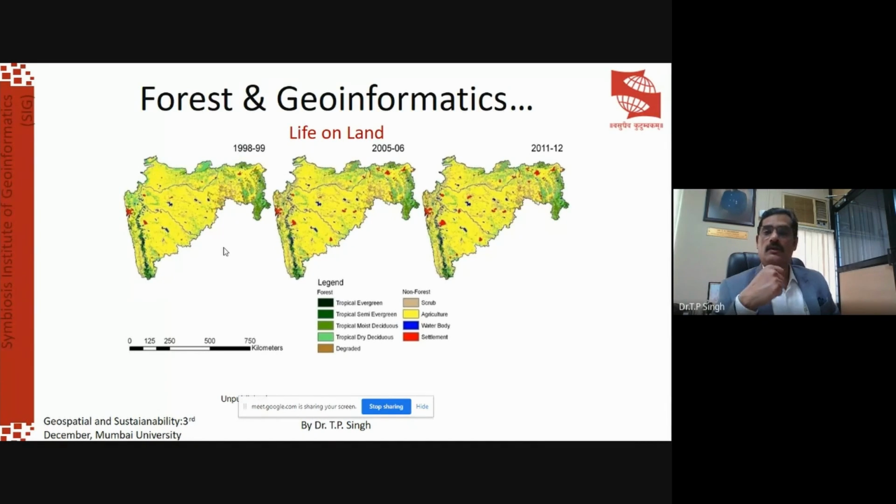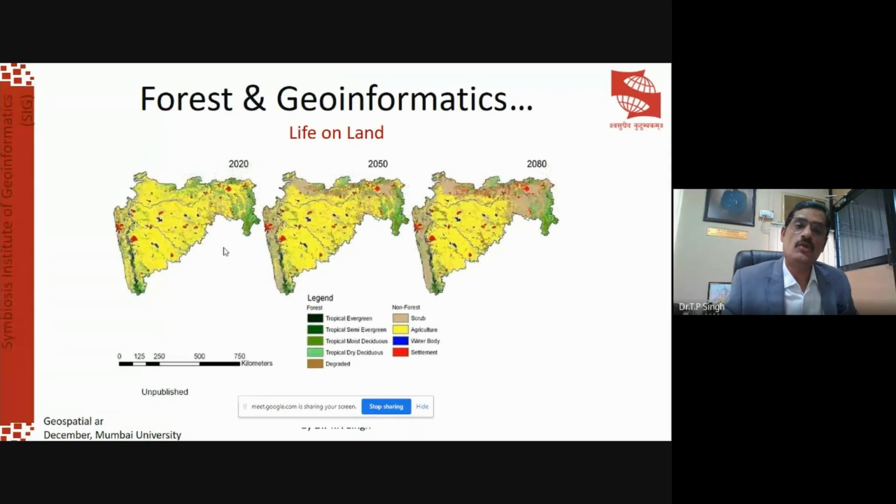So for Maharashtra we have land use land cover for 1989, 2005, 2011, 12, identifying which kind of land use is there. By using this land use, I am able to understand what the condition would be in 2030, 2050, 2080, and how we can act right now. How we can act right now to not come to the condition which we are predicting in 2080.